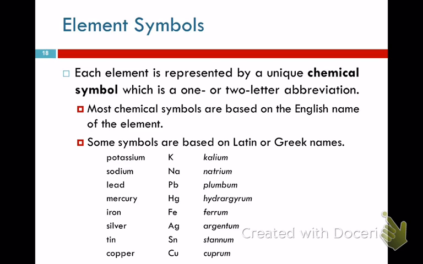I already talked about the symbols, and the ones you have to memorize. There's just some examples on here. You'll notice some of the oddballs, though, they come from Latin or Greek, so potassium is K. Also one of the hard ones to remember. Kalium. Sodium is also, unfortunately, one of the hard ones. It's Na, which is natrium. Okay. Lead is plumbum. Mercury is this. I can't even say it. I can say mercury, though. Iron is ferrum. Silver is argentum. Tin is stannum, and copper is cuprum. So that's where those symbols come from.